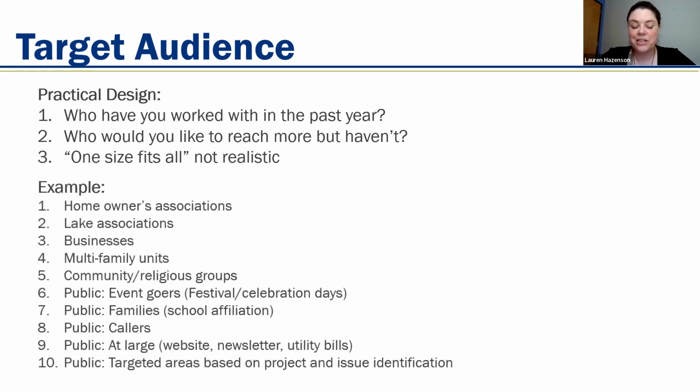So this is a whole list. You have homeowners associations, lake associations, businesses, multifamily units, religious groups, cultural groups. You may have specific events that you already have in the community. You're noticing that certain subsections go to those particular events. So these are all the types of specific audiences that you can target. If you're doing shoreline restoration education, you might do lake associations, for example.